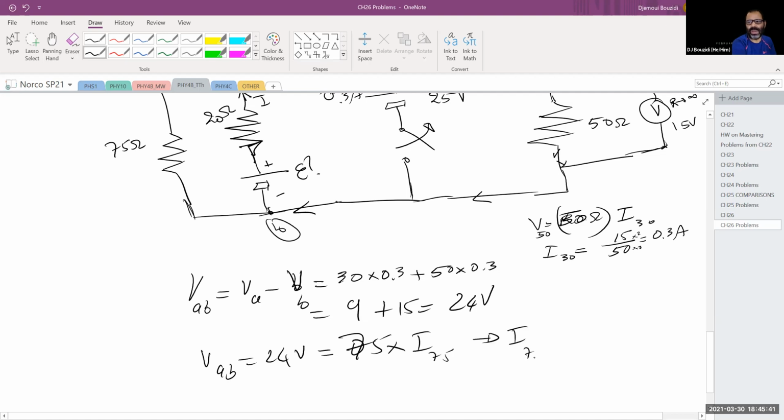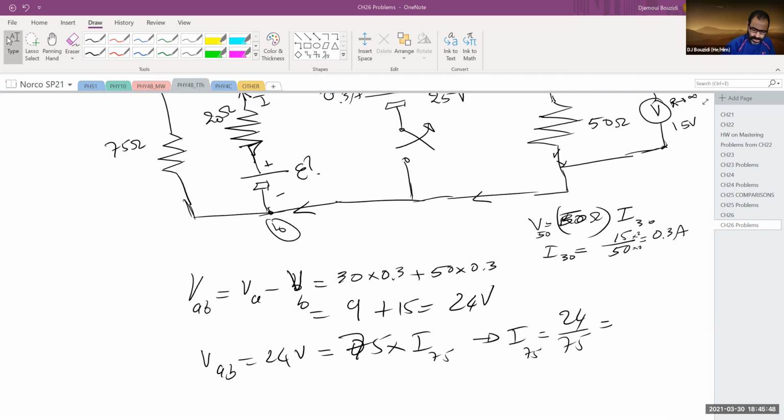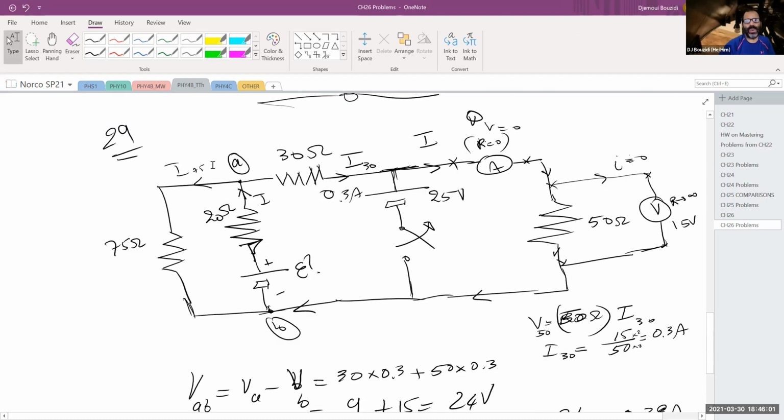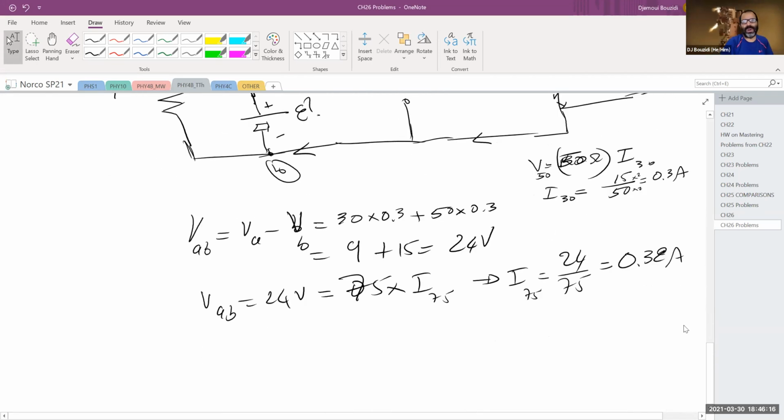From here, the current going through the 75 ohms is simply equal to 24 divided by 75. And that is equal to 24 over 75. That is 0.32 amps. Okay, so we know the current now that is going on one side, which is 0.32 amps. And we know the current that is leaving, both of them are outgoing currents. They must be equal to the incoming current I, their sum, that is. That is the first law of Kirchhoff.